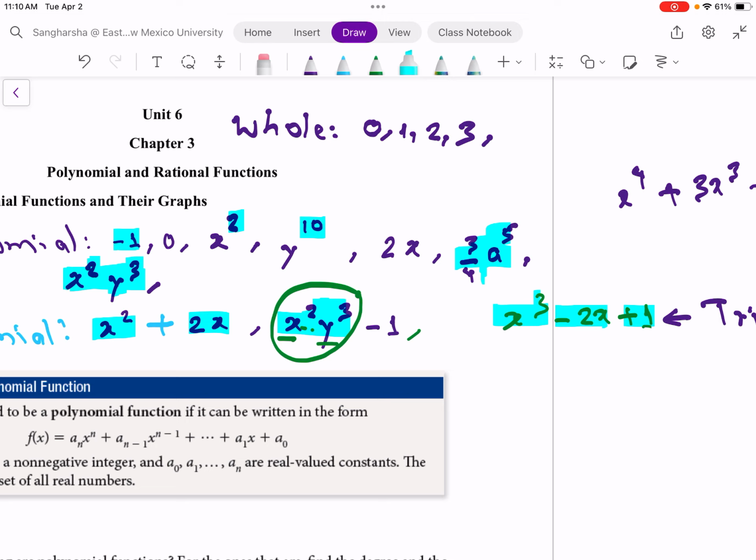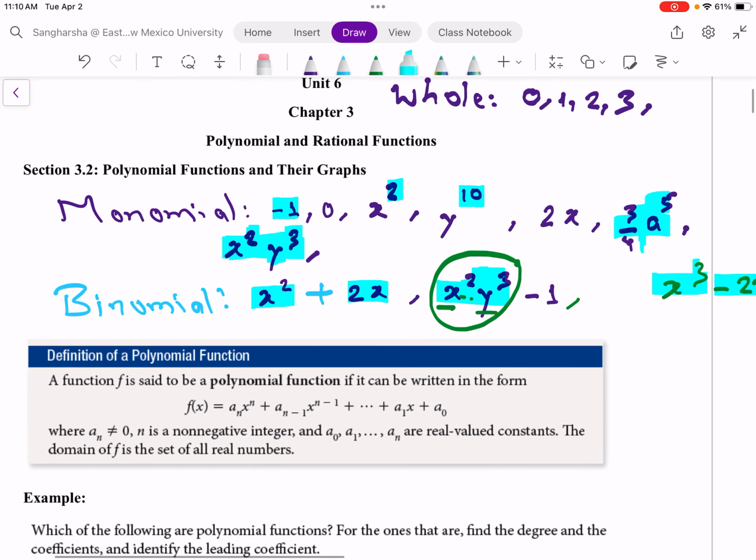So can you just give me an example which is not a polynomial? What would be an expression which is not a polynomial? Just think of a mathematical expression with a variable having an exponent that is not a whole number. It can be negative, like x to the power negative 1. That is not a polynomial. Or square root of x. That is not a polynomial. So to be a polynomial, we must have the exponent of the variable as a whole number.